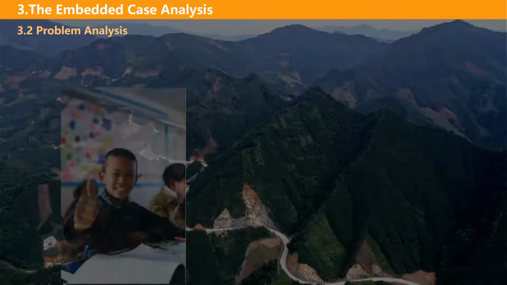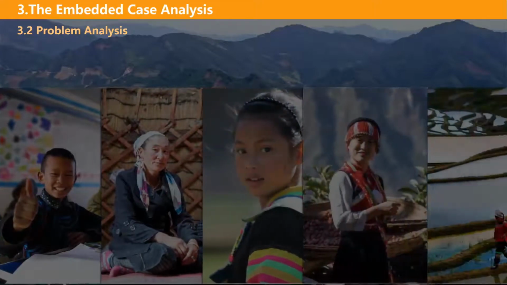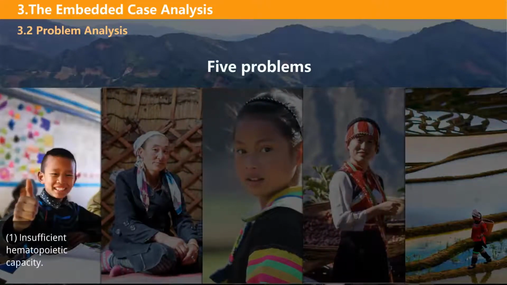3.2. The practice of poverty reduction faces 5 problems. 1. Insufficient hematopoietic capacity. As a deeply impoverished area, Ganluo County cannot be self-sufficient in the short term. Therefore, it is in urgent need of intellectual assistance from colleges and universities and resource support from enterprises.